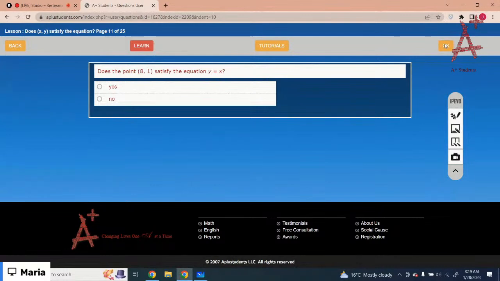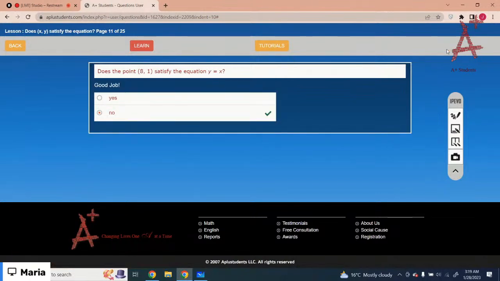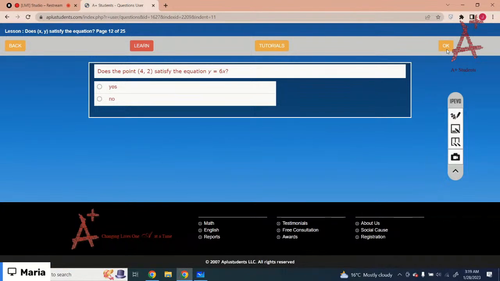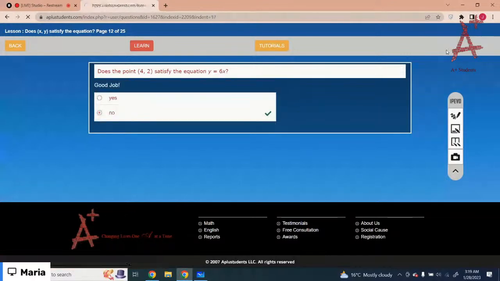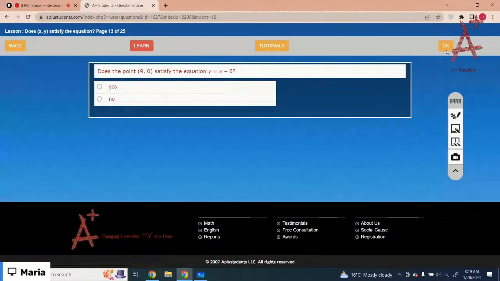Okay, does the point (8, 1) satisfy the equation? The correct option is no, that doesn't make the equation true. Got it? Does the point (4, 2) make the equation true? Satisfy the equation? The correct option is no. Got it? That doesn't make the equation true. Okay, the next one is: does the point (9, 0) satisfy the equation?